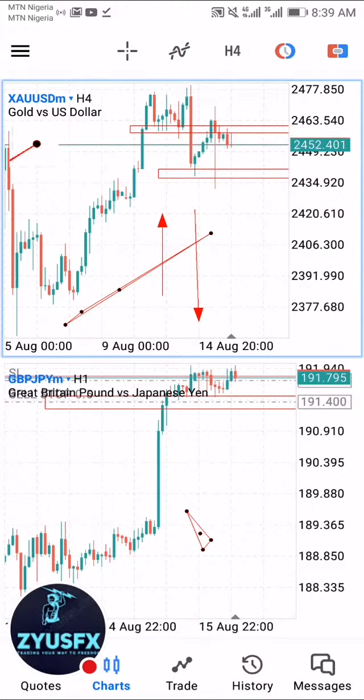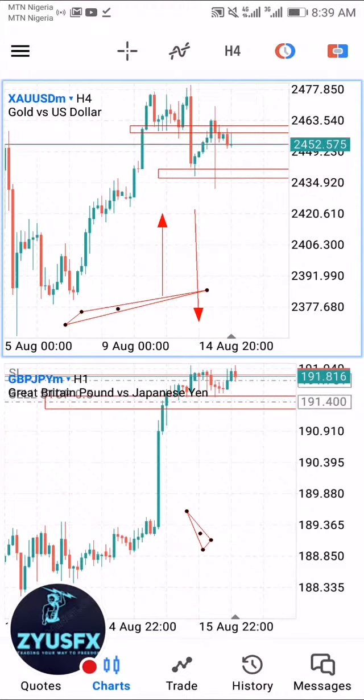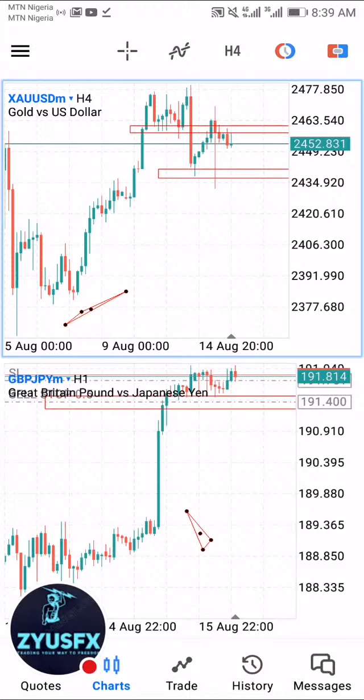I still take a buy. I lose that. I still take a buy. I lose that. I still take a buy. Because I'm emotional. At this point, I don't know that the trend has changed from being bullish to bearish. All that was in my head was to make back my loss. And that's the vicious cycle most of us find ourselves in.